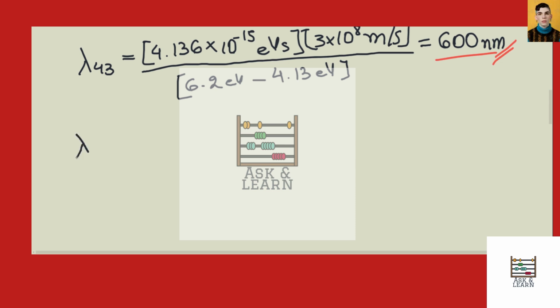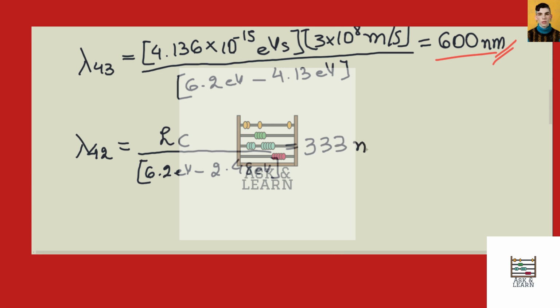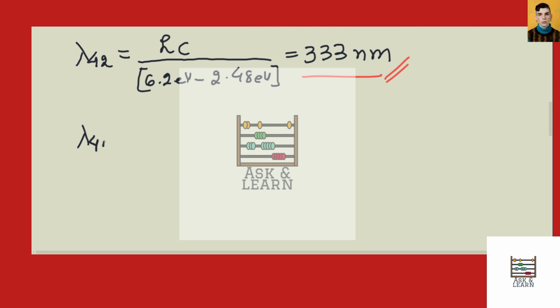Now, the next transition is the transition from 4 to 2. Again, it's the same thing: hc divided by the difference between the energy of these levels. So 6.2 electron volts minus 2.48 electron volts, which is going to give us a photon with 333 nanometers of wavelength. For the transition 4 to 1, hc divided by 6.2 electron volts minus the energy of the ground state, which is 0. This is equal to 200 nanometers.